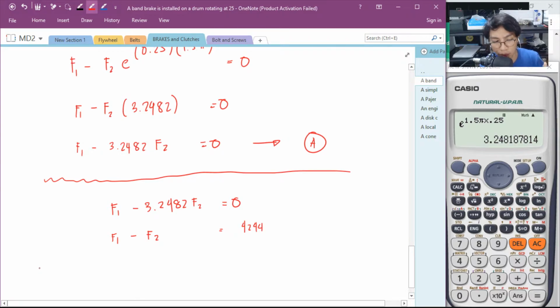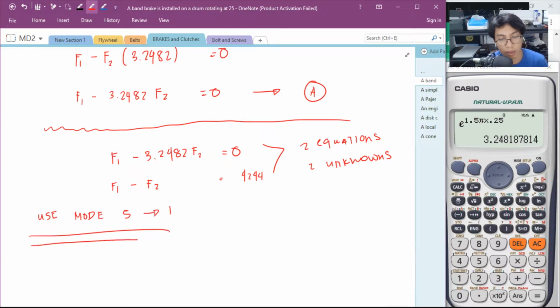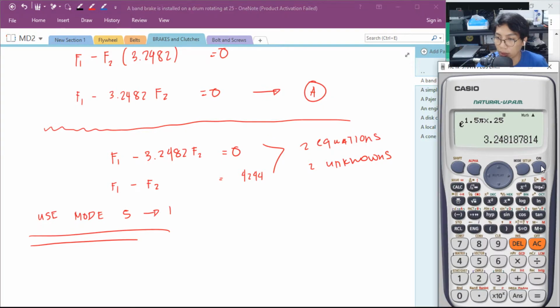Pagpalagay natin nasa board exam tayo. Use, kasi to, two equations, two unknowns. Anong gagawin natin dyan? Use mode on your calculator. I don't know if I can remember it correctly. Mode 5.1. Try natin. It's a calculator. On. Mode. Equation. 5. Yan. Dalawa yung variable. Two equations, two unknowns. So you have two equations, two unknowns.